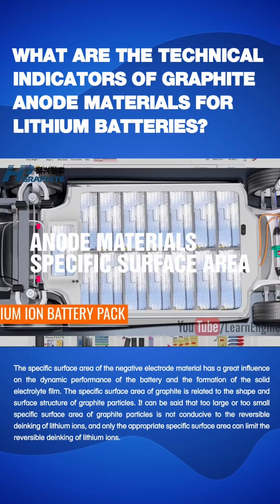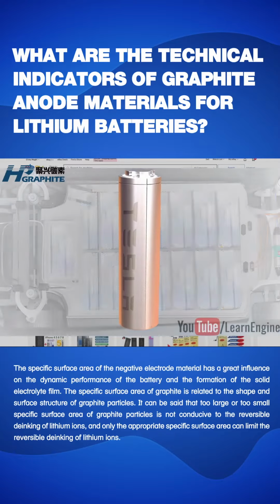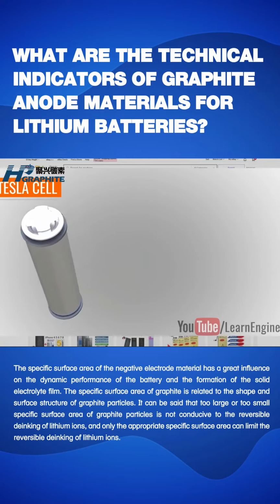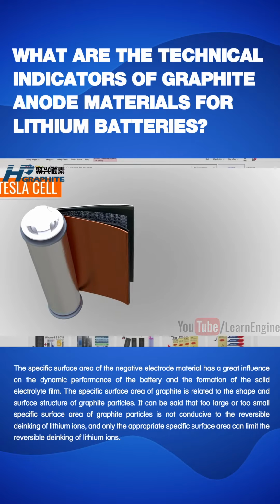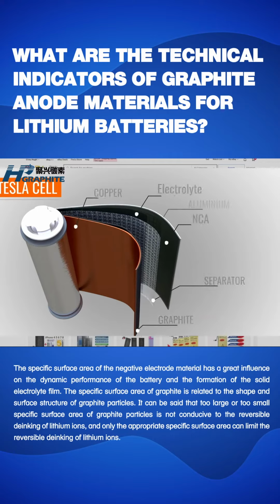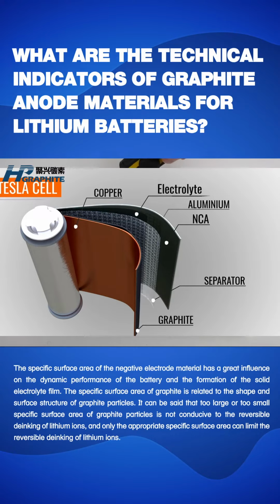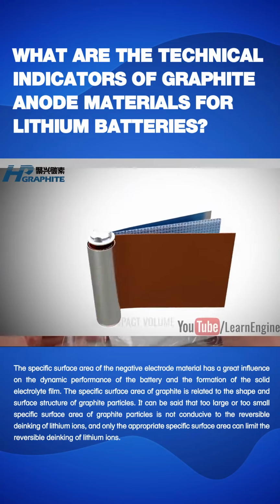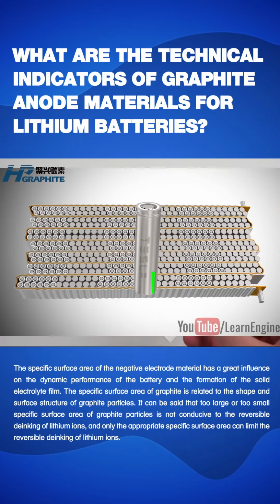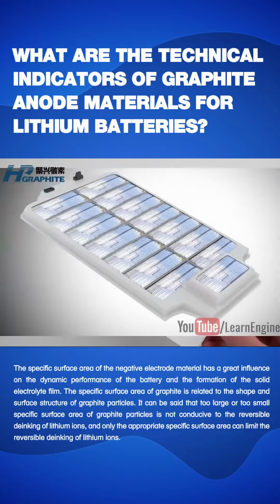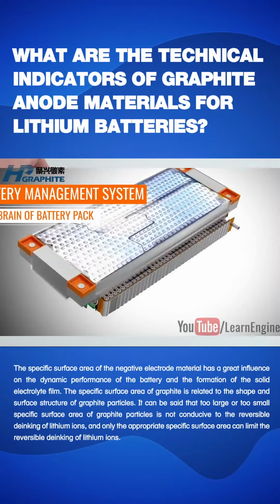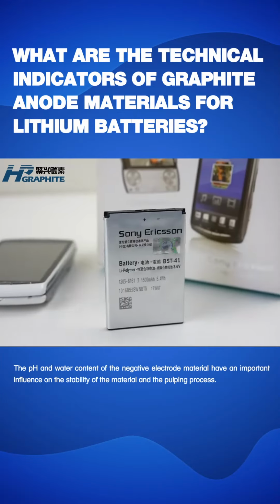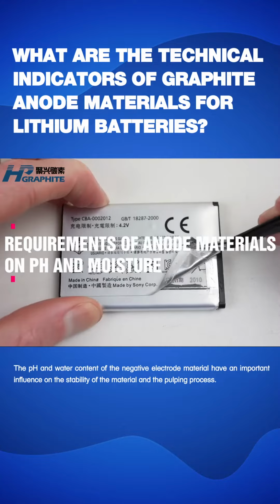Anode materials specific surface area. The specific surface area of the negative electrode material has a great influence on the dynamic performance of the battery and the formation of the solid electrolyte film. The specific surface area of graphite is related to the shape and surface structure of graphite particles. It can be said that too large or too small specific surface area of graphite particles is not conducive to the reversible deintercalation of lithium ions, and only the appropriate specific surface area can limit the reversible deintercalation of lithium ions.